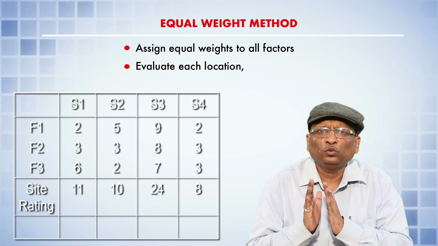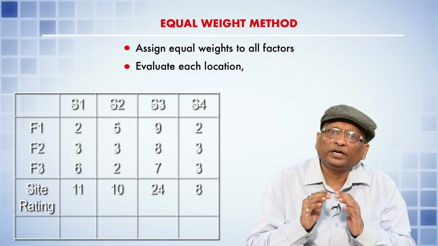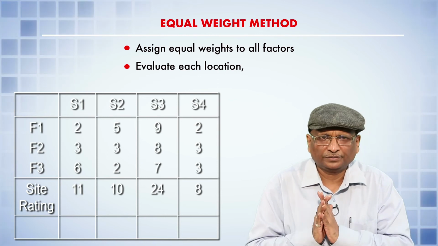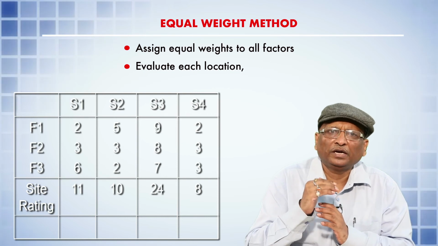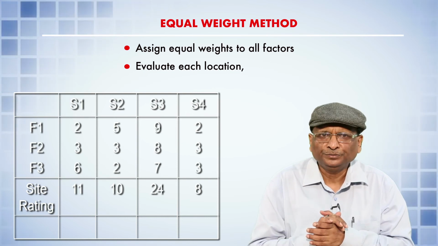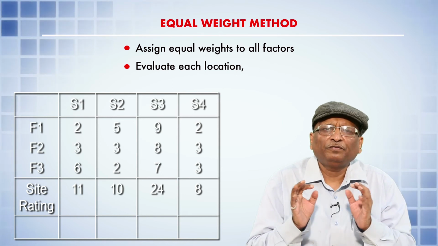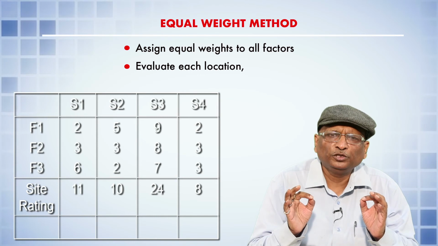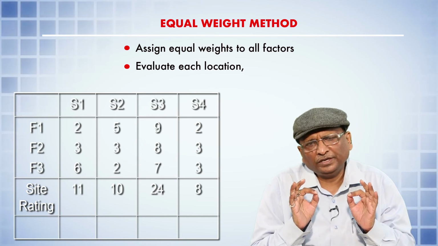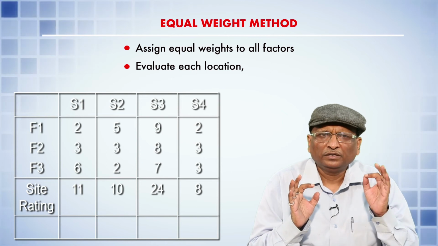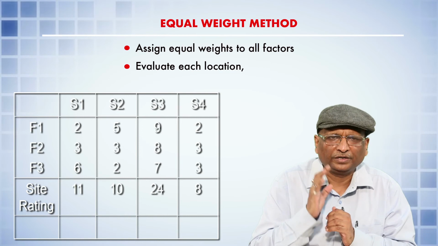S1, S2, S3 and S4 are the alternative location sites. F1, F2, F3 are the 3 factors. Now, what we have done, we have taken the scale from 0 to 10. For each site, considering the factor, we have assigned the weight.